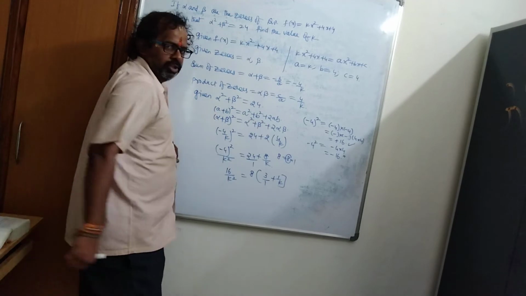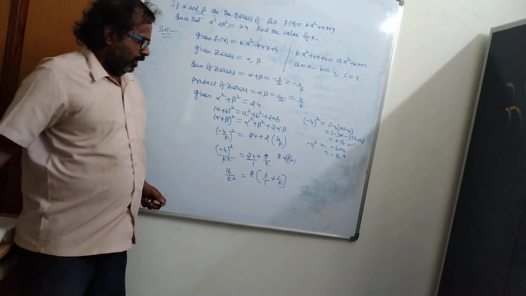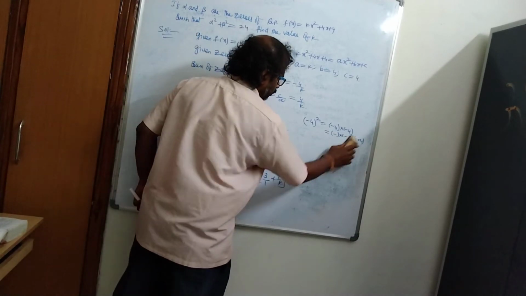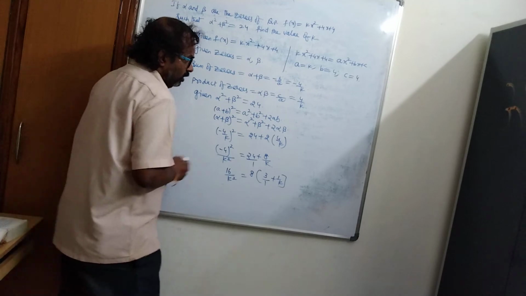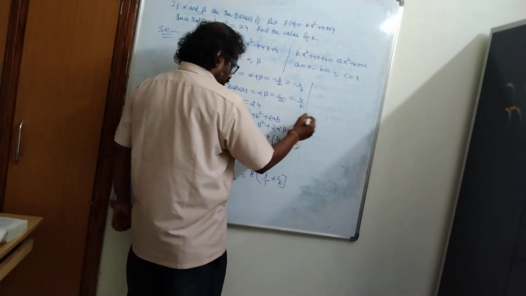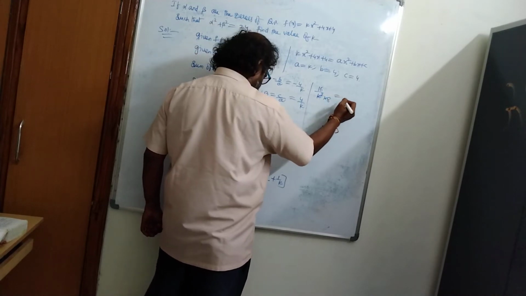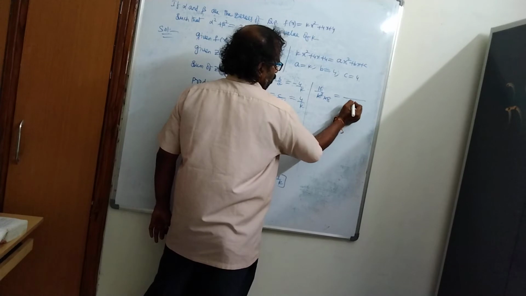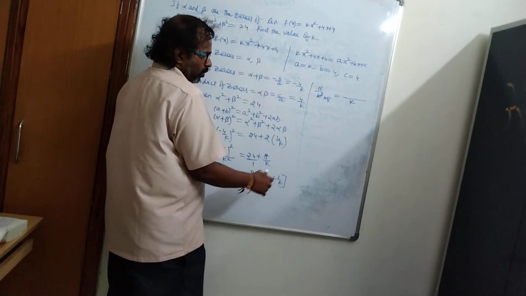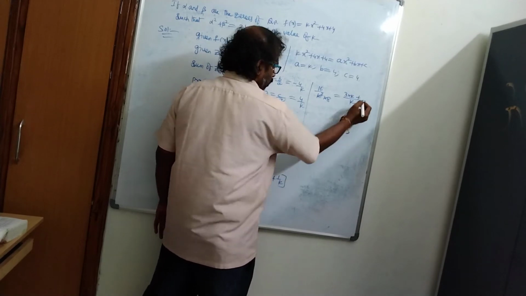When you are taking 8 common, the leftover is 1. Okay, so now get this 8 here. So what do we get? 16 by k square into 8 is equals to LCM for 1 and k will be k. So in 1 you will be getting 3 into k plus 1.